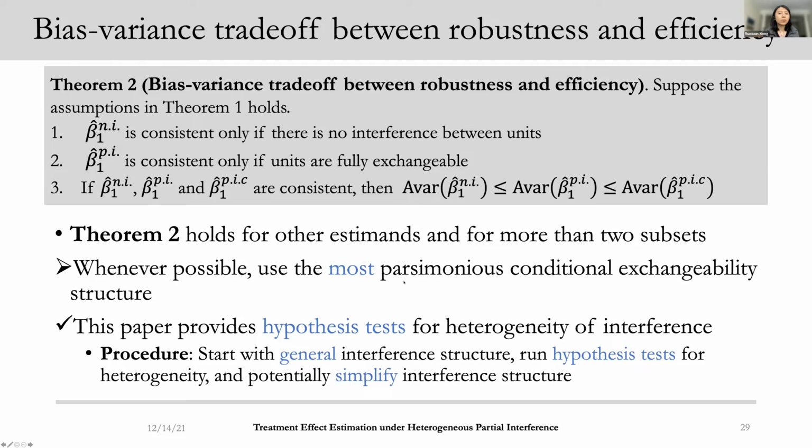But how can we identify the most parsimonious interference structure? We could start with the more flexible and robust structure, and then we can run hypothesis tests for the interference and heterogeneity and see if we can potentially simplify the interference structure.